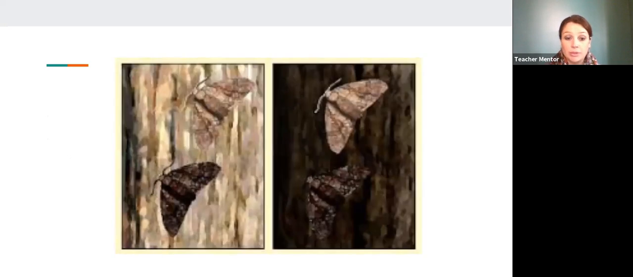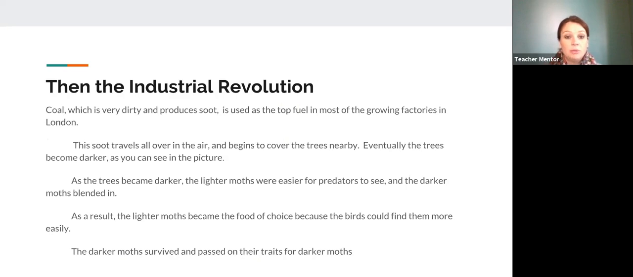So here are some examples. On the left, we have before the Industrial Revolution, where we can see that the trees were light and so were the lighter moths. And you can easily see which one would be easier to find when you're flying or even walking by. Then the Industrial Revolution kind of changed the environment.